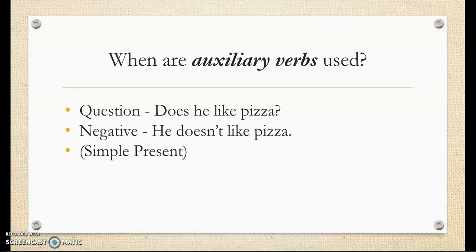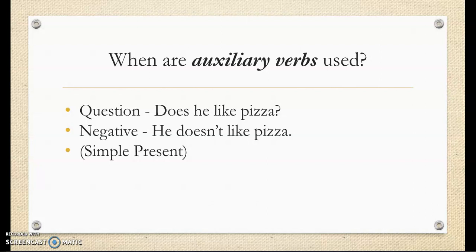For a question, for example, we say, does he like pizza? The auxiliary verb here is does. In a negative, we might say, he doesn't like pizza. Here, the auxiliary verb is doesn't. Okay? Now, both of these are in which tense? Okay, these are both in simple present tense. Does he like pizza and he doesn't like pizza are both in simple present tense.